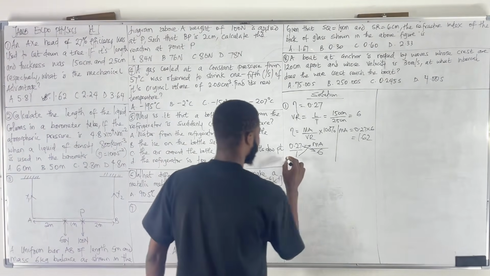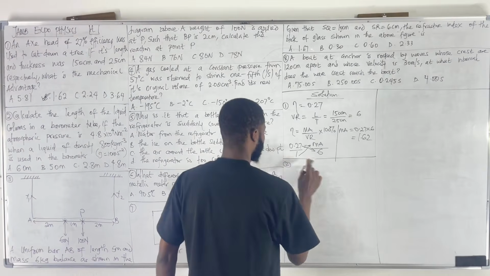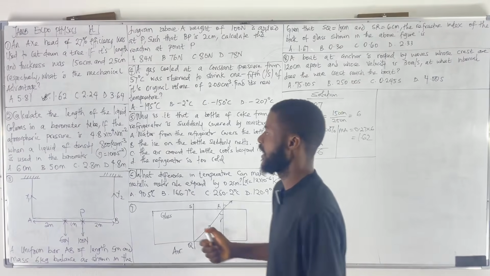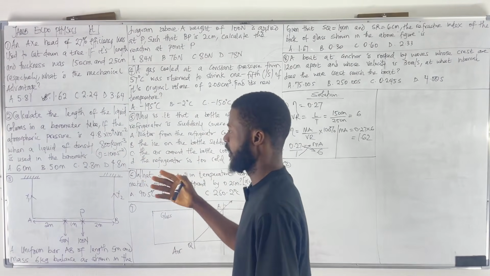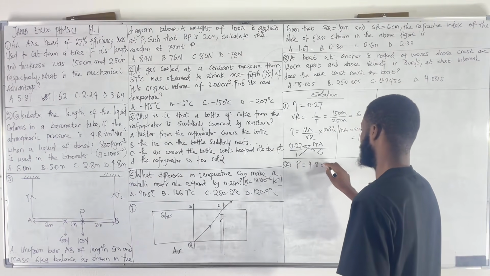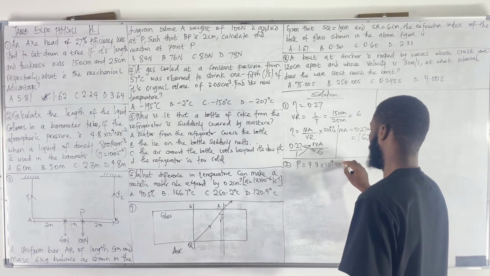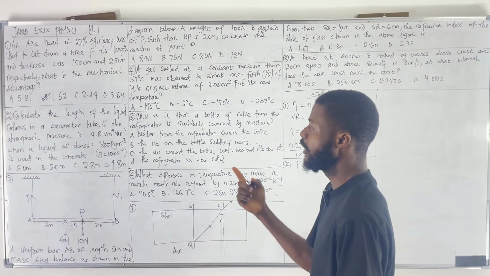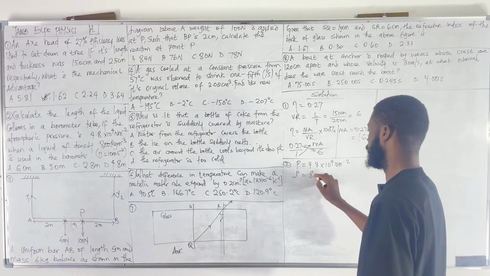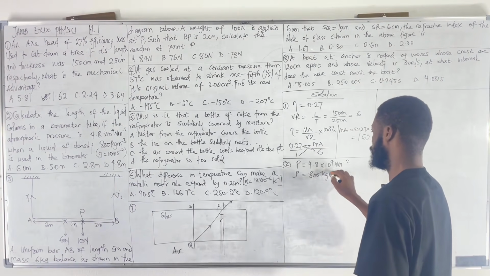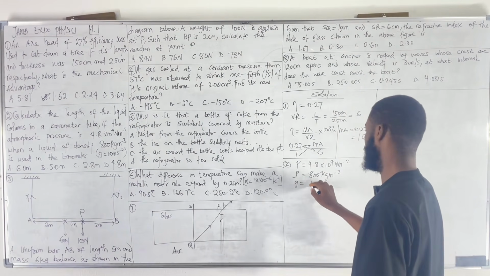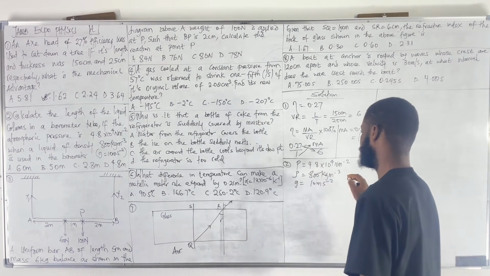Let's move on to the next one. Number 2. Calculate the length of the liquid column in a barometer tube if the atmospheric pressure is 4.8 times 10 to the power of 4 Newton per meter squared, and the liquid has a density, rho, of 800 kilogram per meter cubed, used in the barometer. We're given the acceleration due to gravity as 10 meter per second squared.